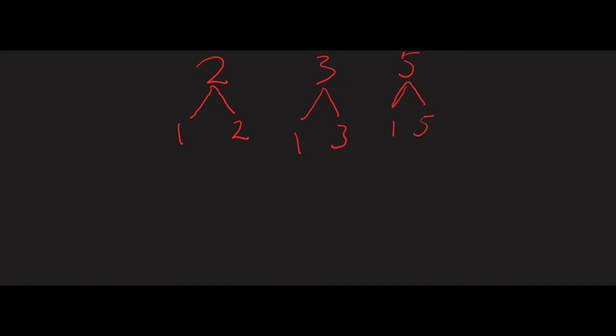Now, a lot of people think that the number 1 is a prime number. It is not, because the definition of a prime number is that it has 2 factors. One factor is not a prime number, so therefore 1 is not a prime number.